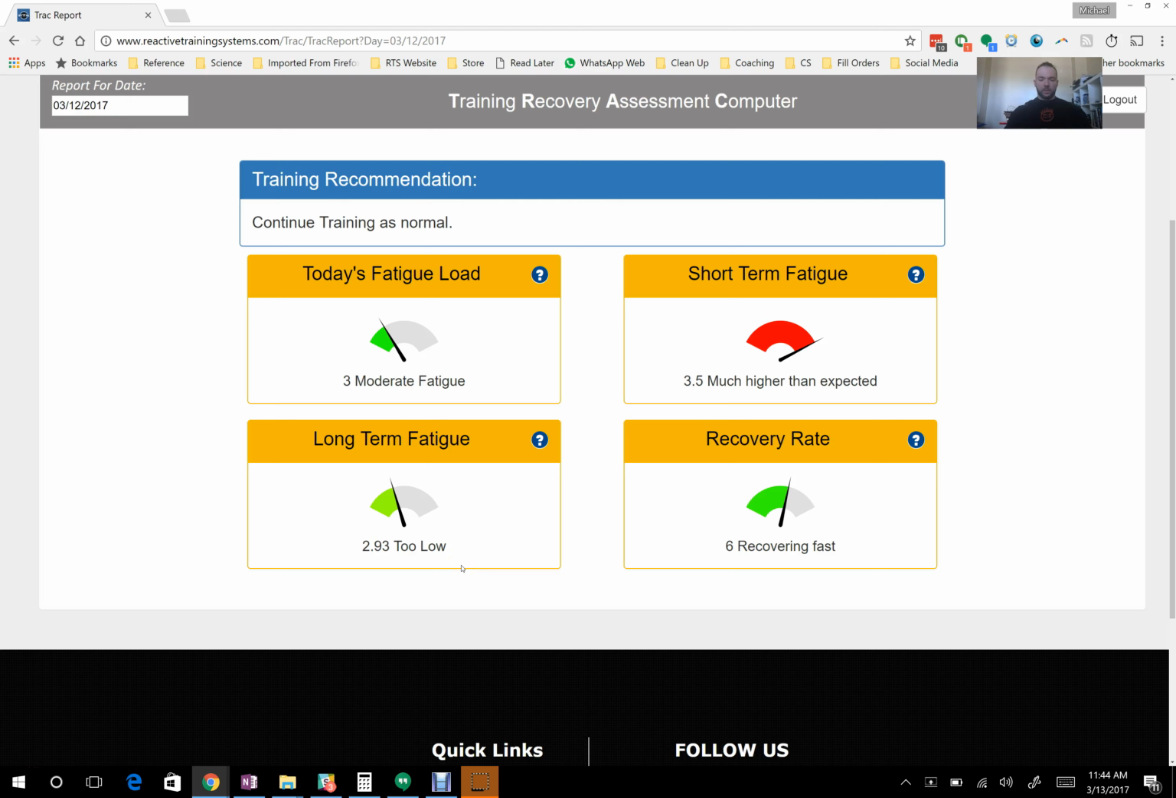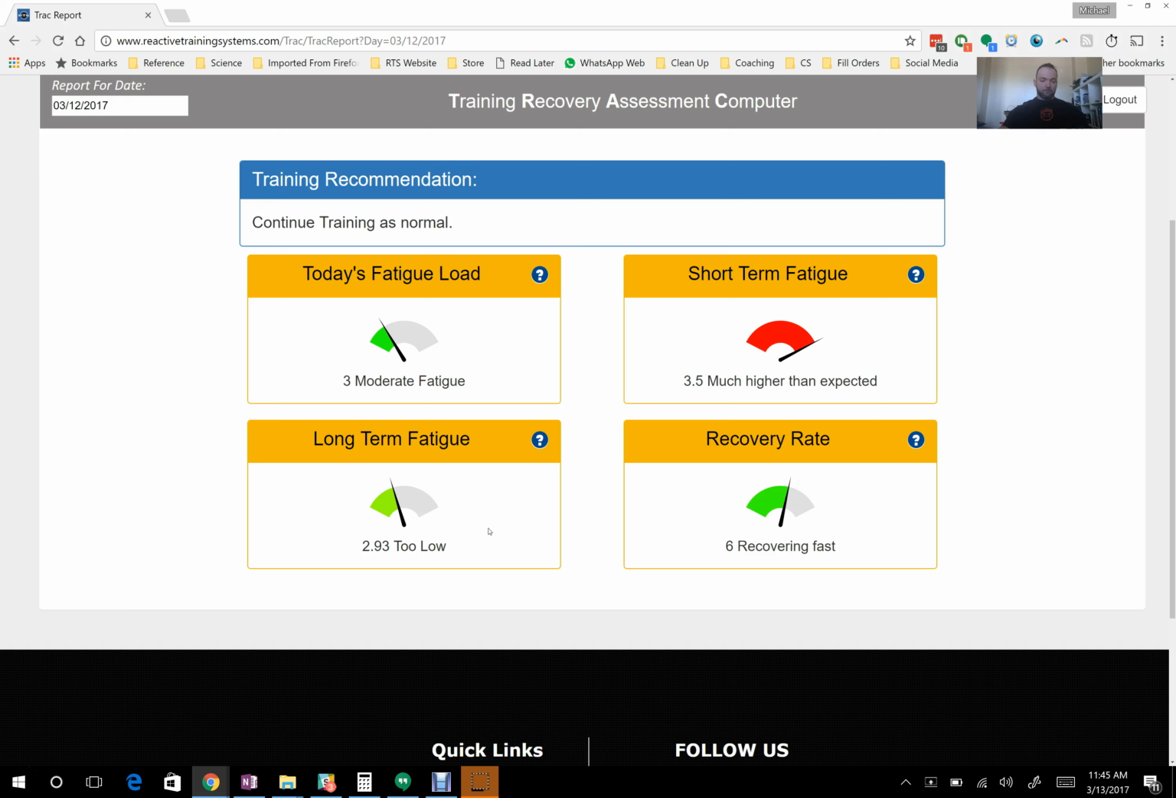All right, next up we've got a question that's basically about Trac. So I wanted to pull up the Trac report in question here. The question is essentially, how is it possible to have a short-term fatigue that's much higher than expected, but a long-term fatigue that's too low? Wouldn't consistently high short-term fatigue lead to high long-term fatigue?